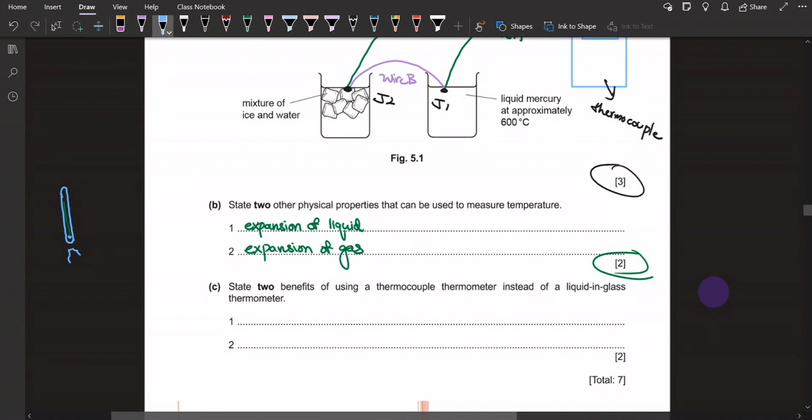So the benefits are that you'll get more range, and the other benefit is that it has small thermal capacity, so it can measure high temperatures. As it has small thermal capacity, it measures high temperatures. And we are done with question number 5.